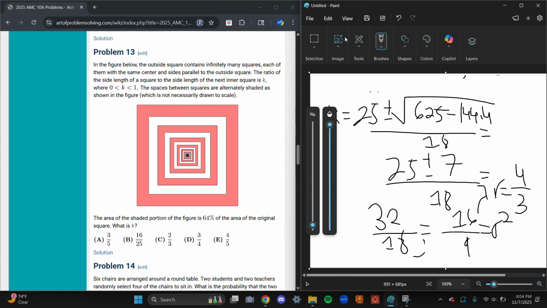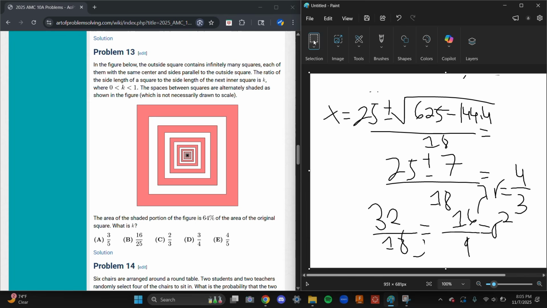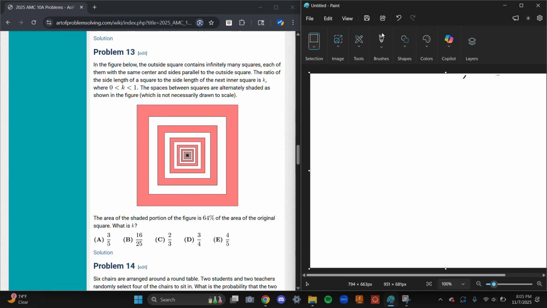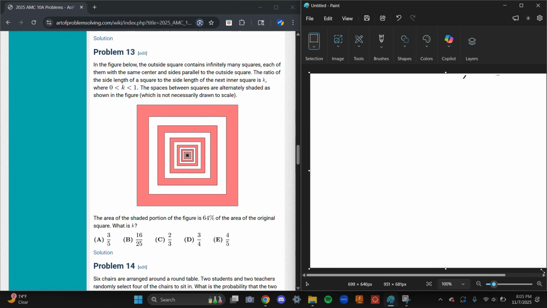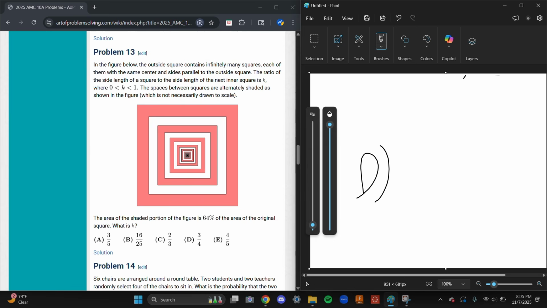But the problem is saying that k is between 0 and 1, right? We found the ratio between the big square and the little square coming after it. But since the ratio is greater than 1, it likely wants us to take the reciprocal of that. So the answer here is going to be 1 over r, which is equal to 3/4. So that is the final answer for problem number 13. Let me write that out here. So D, 3 over 4.